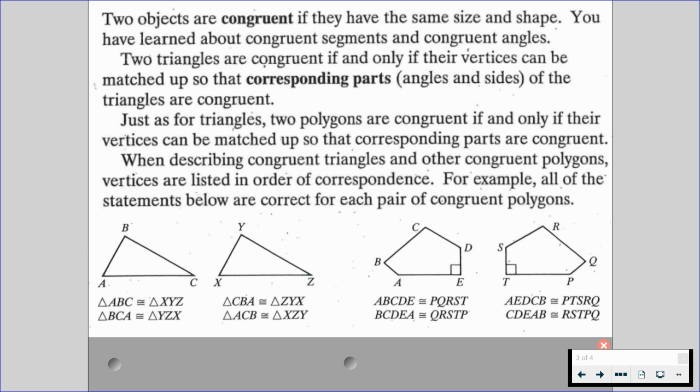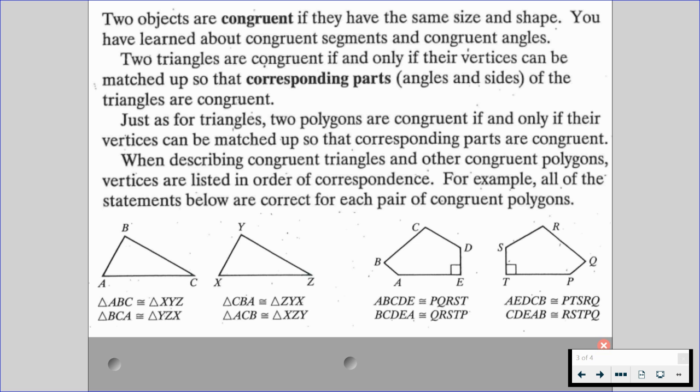So anytime we want to have a true and proper congruency statement, we have to have corresponding parts in the right order. It wouldn't count if we said, hey, triangle ABC is congruent to triangle ZYX, pardon me. That would not be true because that would not be congruent triangles. They don't have corresponding parts that match up. So in order for us to have a true congruency statement, we have to be in order of correspondence.